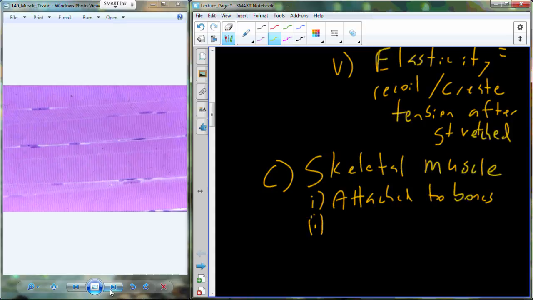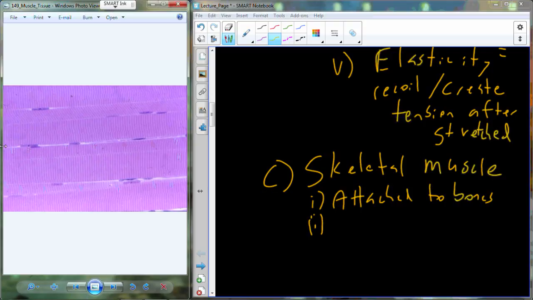So here we're basically looking at the level of the cell. This right here is an individual muscle cell. Here's a second muscle cell. Here's part of a third muscle cell, part of a fourth muscle cell, and you can actually see a small bit of a fifth muscle cell there. Okay, so, individual muscle cell. Let's just take a look at this one right here.